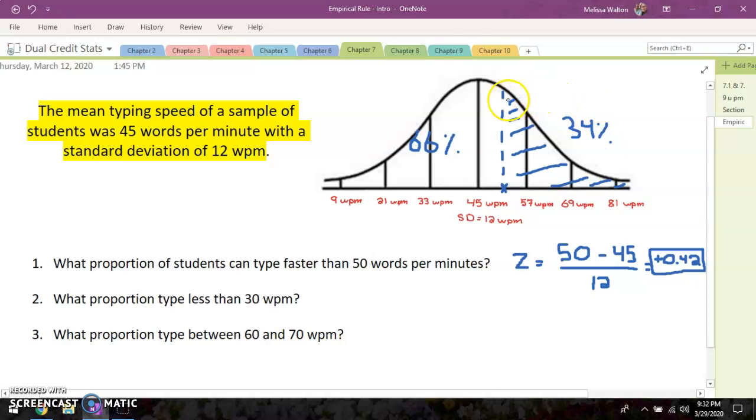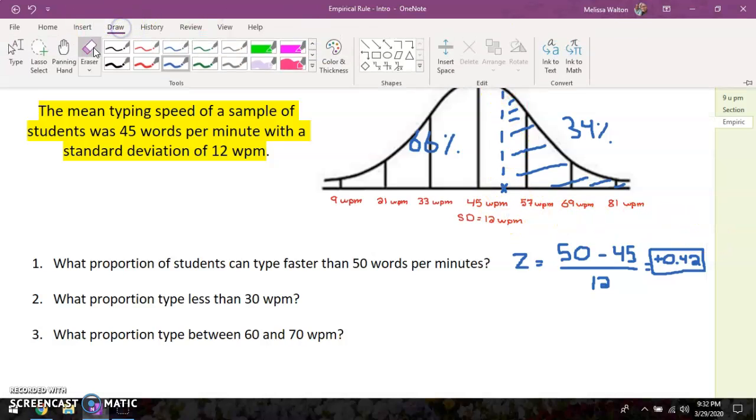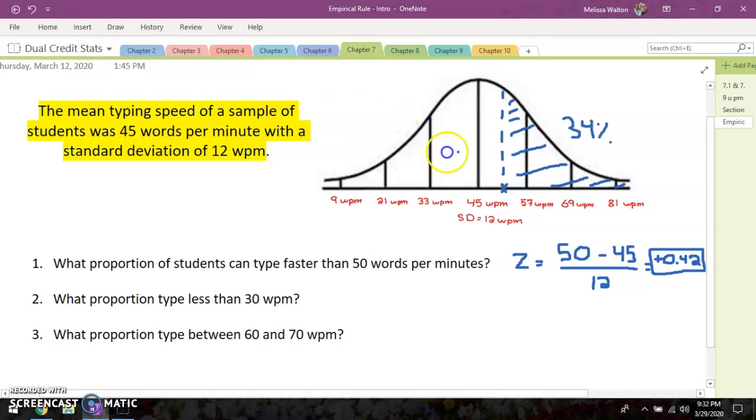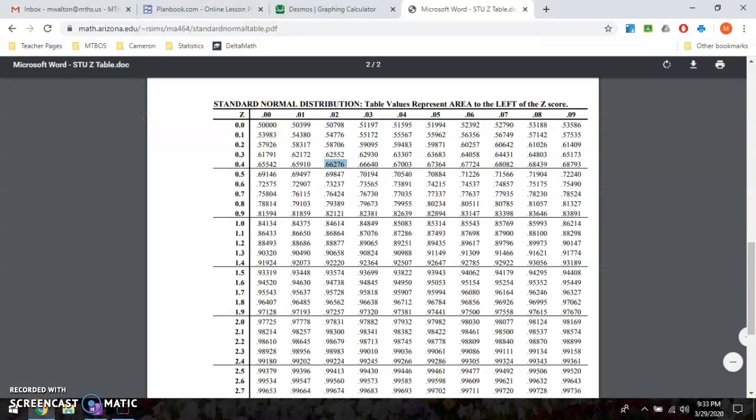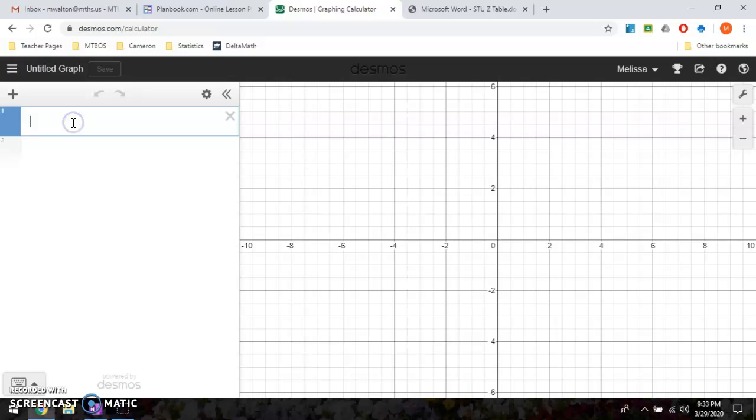Now, let me be honest. I have not calculated this using z-scores in a table in a very long time. Let's go ahead and figure out a more efficient manner to do this. All right, technology is your best friend here. Technology is your best friend. So what I would like for you to do right now is just watch me do Desmos.